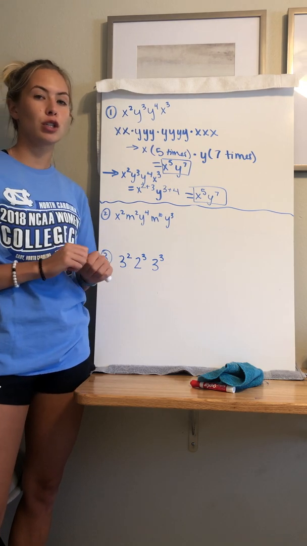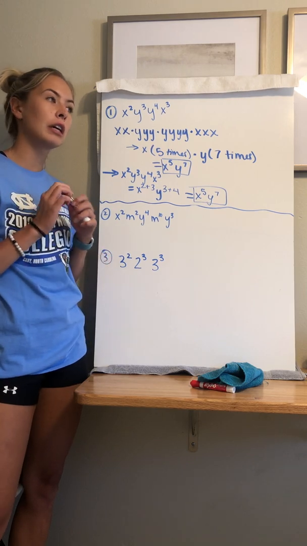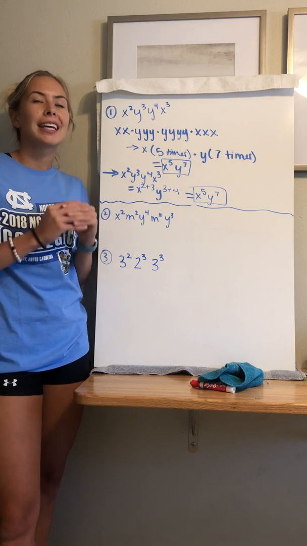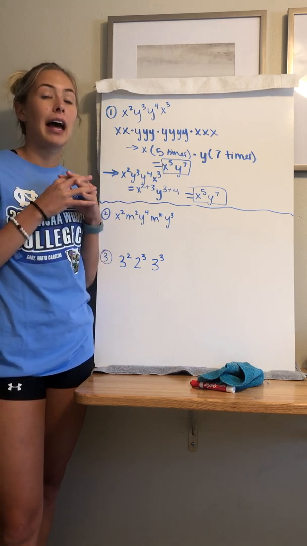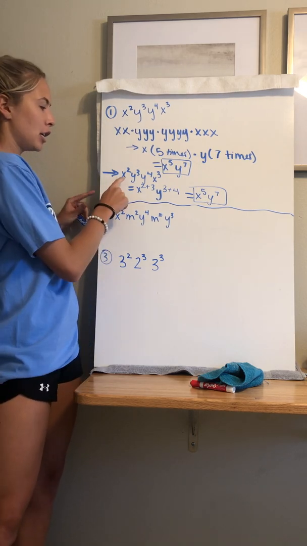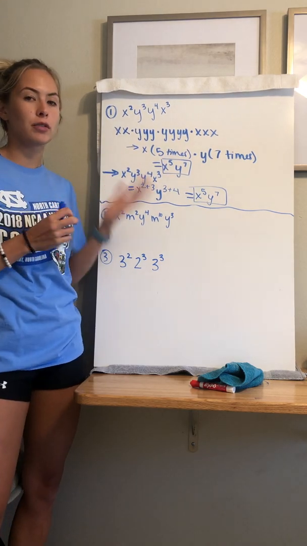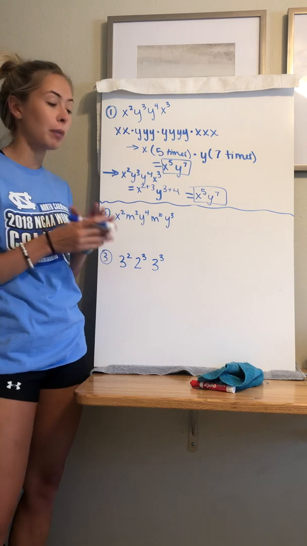Just make sure that when you do have multiple variables, or numbers, you are only adding exponents that have the same base. So like I couldn't add 2 and 4 because one of them is for x and one of them is for y. So just make sure you pay attention to that.